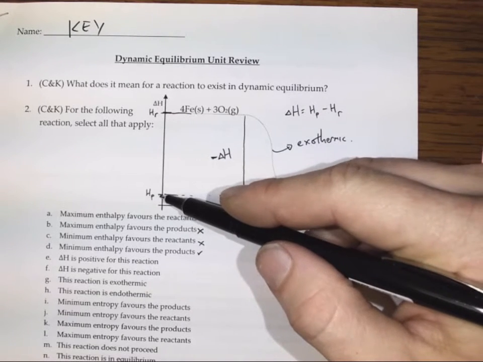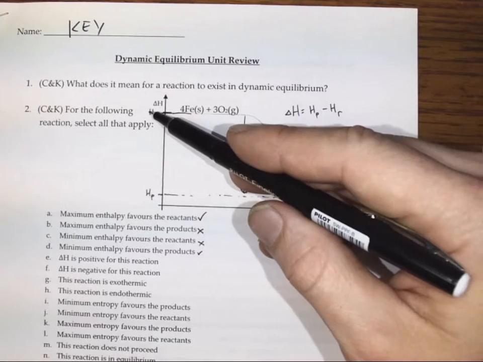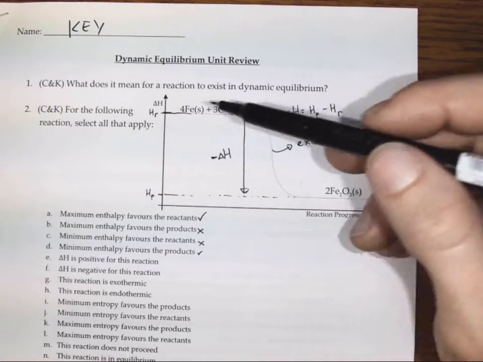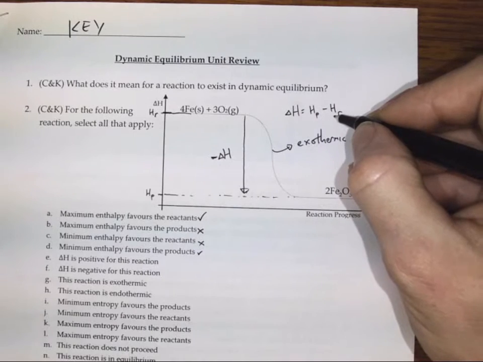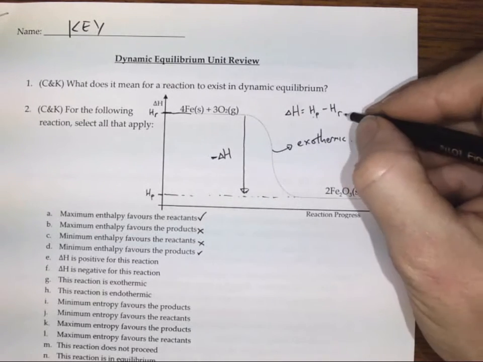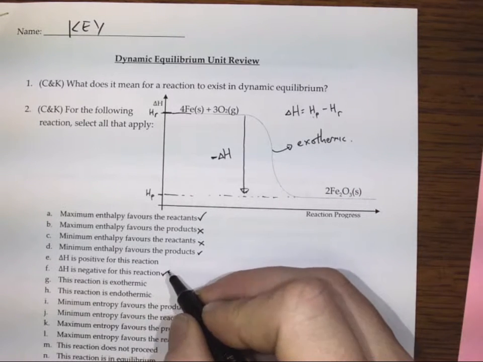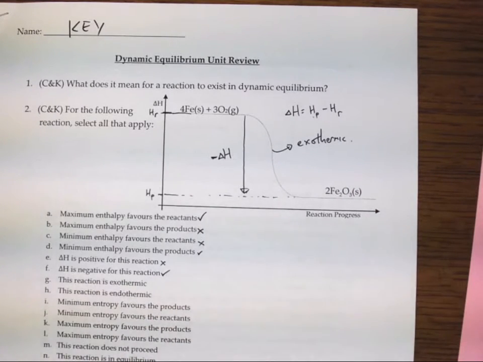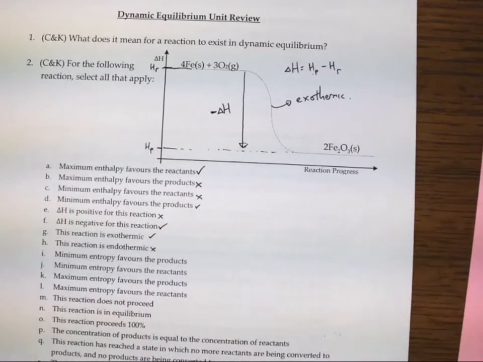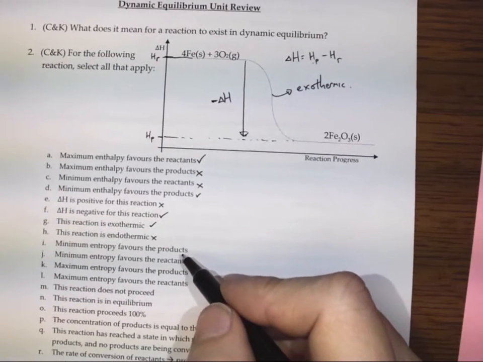If I know that this number, H of the products, is smaller than the enthalpy of my reactants, I'm going to be taking away a larger number from a smaller number. So my change in enthalpy is going to be negative. All right, so that means my delta H is negative, and we talked about how this reaction is exothermic as a result. Okay, cool. Now, minimum entropy favors the products.